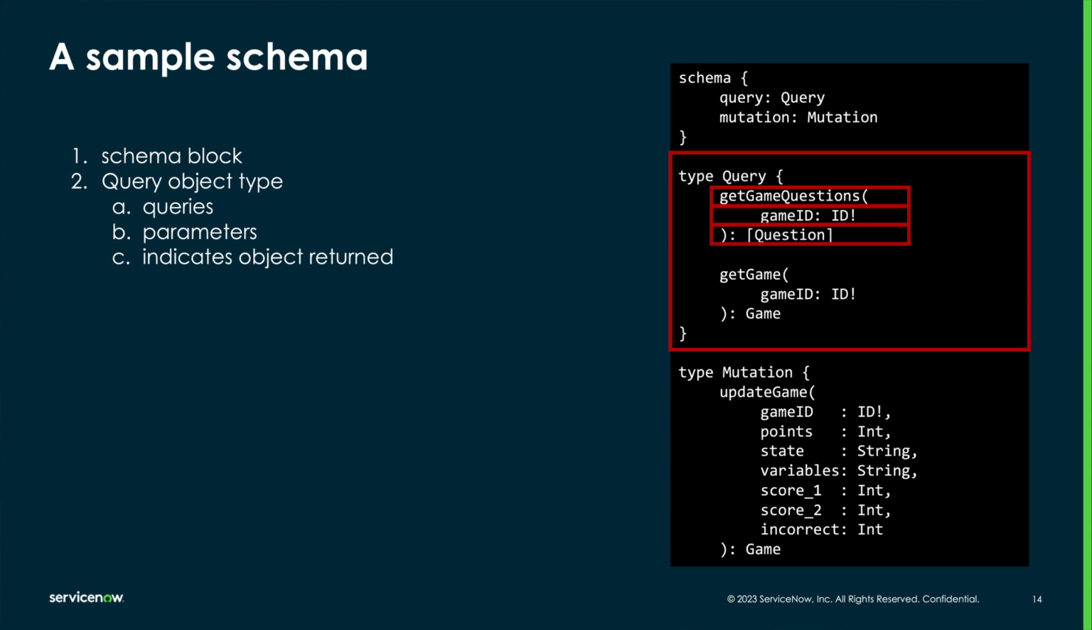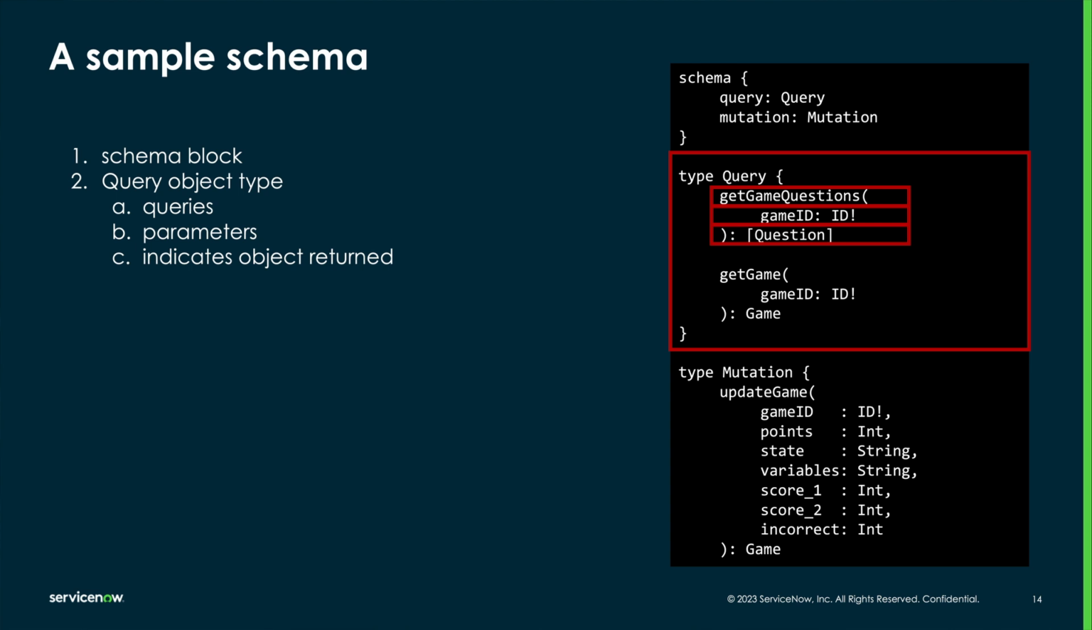After the parentheses is a colon and a return property. In this first example, we can tell it's an array of questions from the square brackets. Below that is another function named getGame with a single mandatory parameter of type ID and returns a single game object. Although not seen here, both question and game are types defined later in the schema.